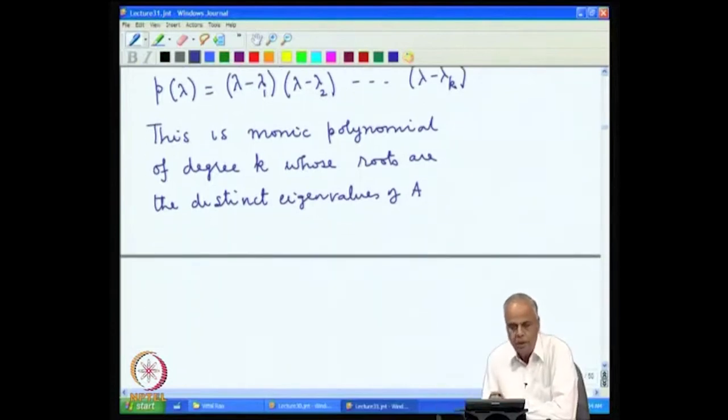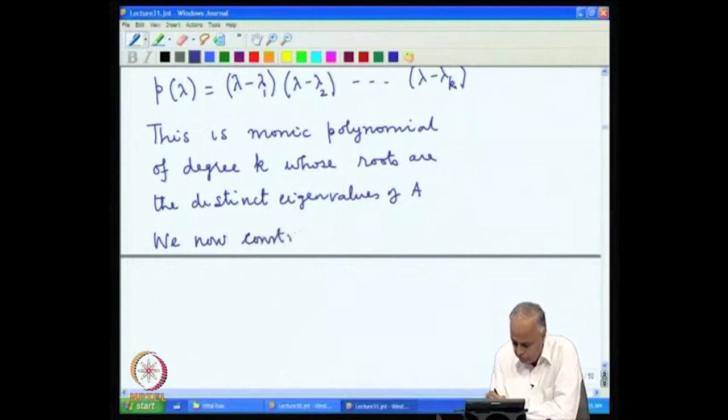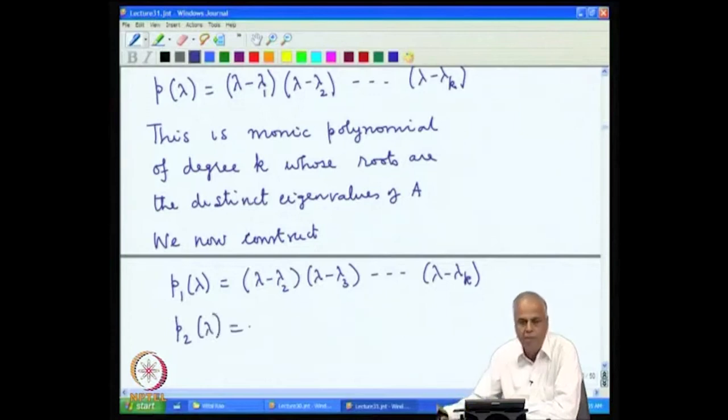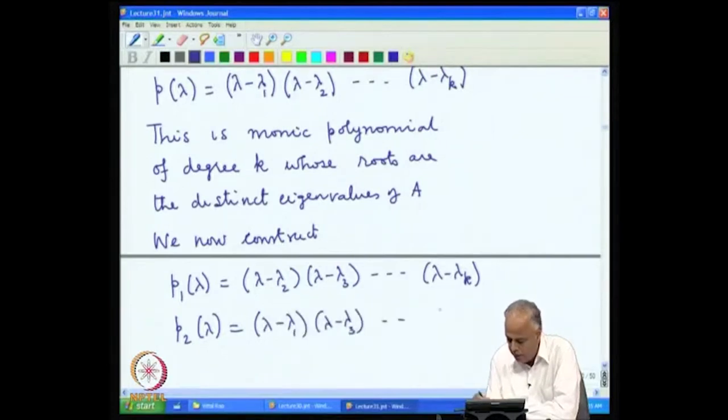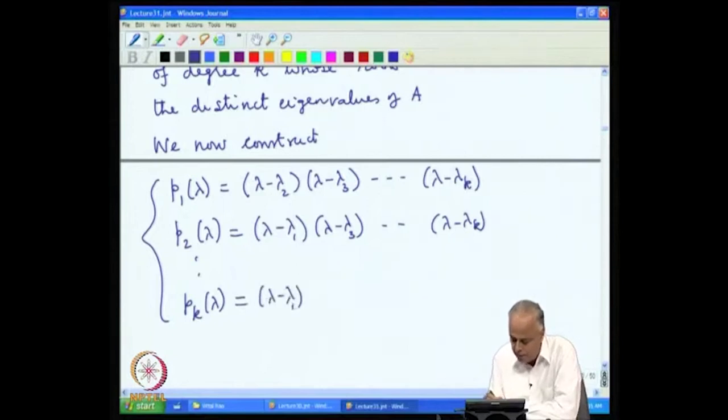Now, what we do is construct a lower degree polynomial by removing one factor of these k factors at a time. For example, we now construct p 1 lambda. When I say 1, I mean from p lambda remove the first factor. So what do you get? We do not get lambda minus lambda 1. We get lambda minus lambda 2, lambda minus lambda 3, ..., lambda minus lambda k. To get p 2 lambda, from p lambda we remove the second factor and look at only lambda minus lambda 1, lambda minus lambda 3, ..., lambda minus lambda k. We continue this process to get k polynomials. For the kth polynomial, we remove the kth factor and retain all the other factors.